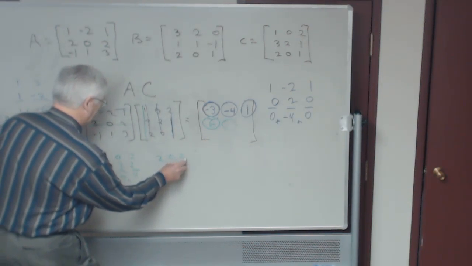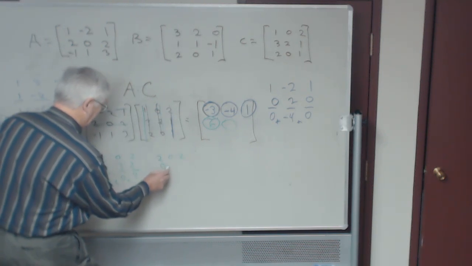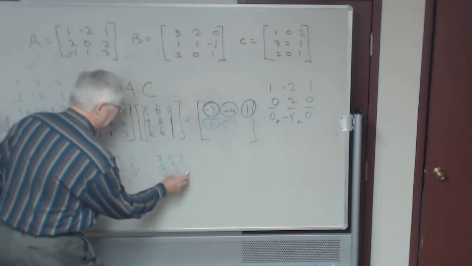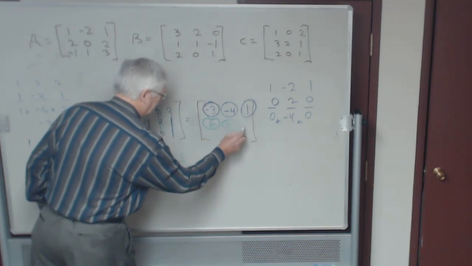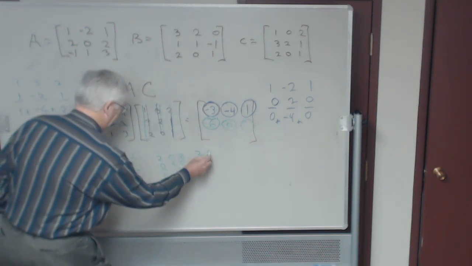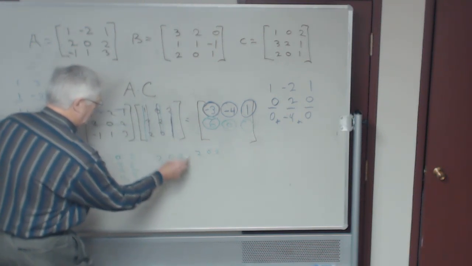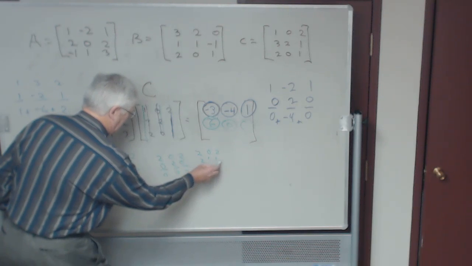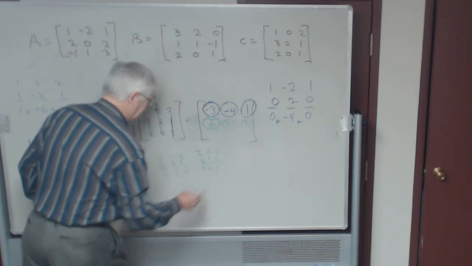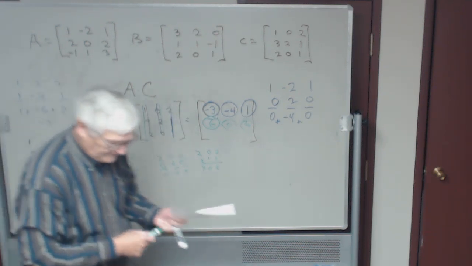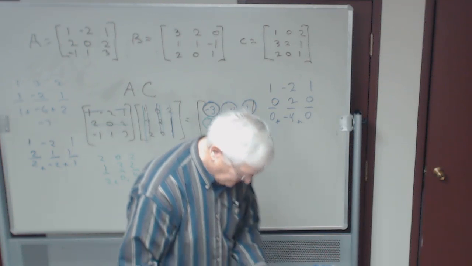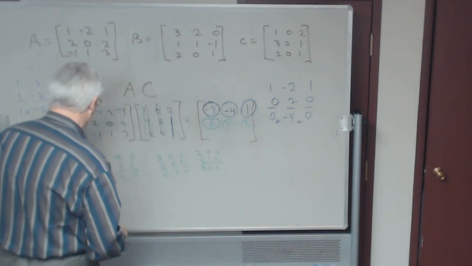2, 0, 2, and 0, 2, 0, 0, 0, 0. So that's 0. Let's do the next one. 2, 0, 2, 2, 1, 1, 4, 0, 2, that's 6. Well, we might as well just keep going here. Might as well do this whole thing.